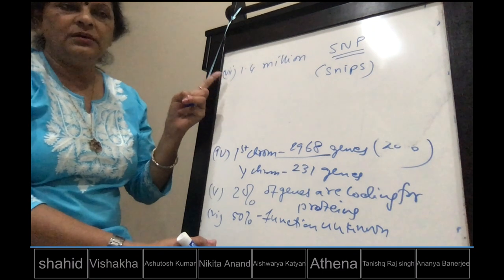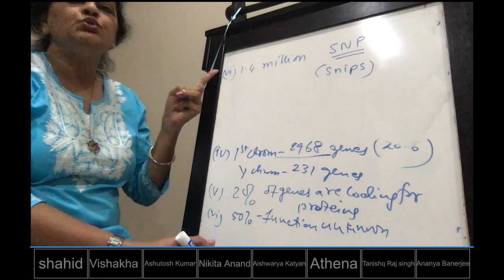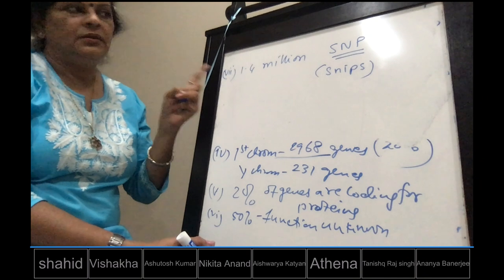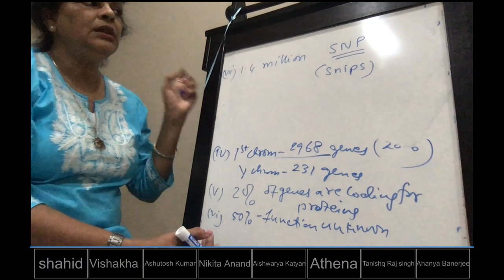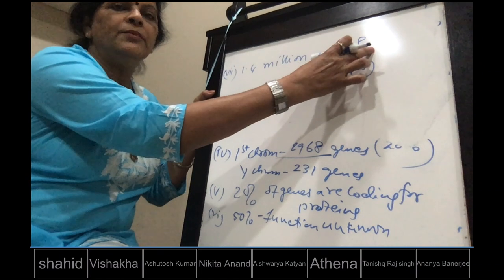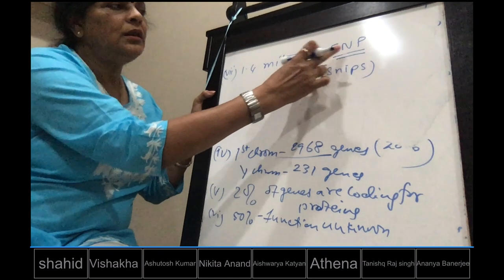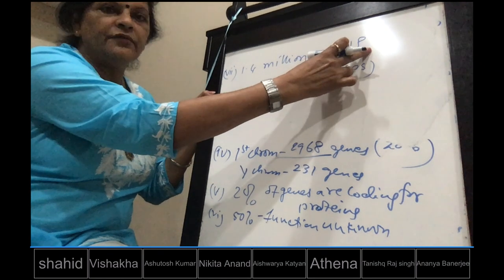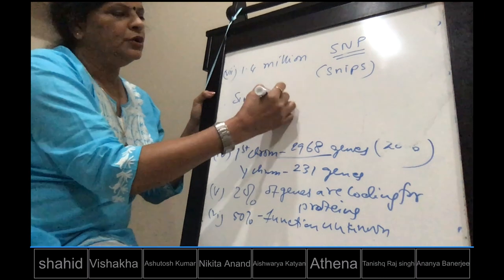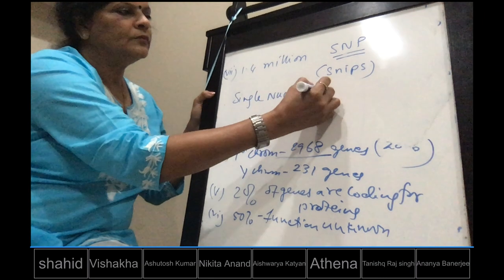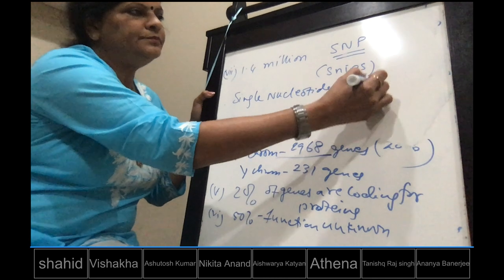This one is generally asked as a 2-mark question: what is the full form of SNP? Single nucleotide polymorphism. Single nucleotide polymorphism. That is single nucleotide polymorphism.